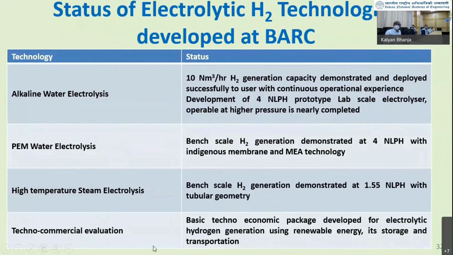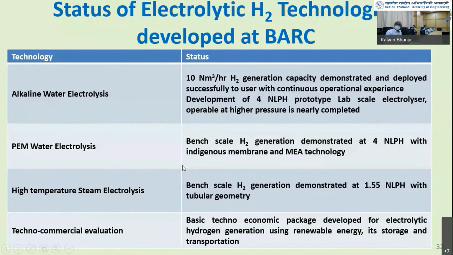In a nutshell, whatever BRC has done so far is basically alkaline water electrolysis development. We have developed an industrial scale alkaline water electrolyzer which can produce up to 10 Nm³ per hour. Our next target is to increase this production per unit capacity to 30 Nm³ per hour. At the same time, a lab scale electrolyzer has also been developed at 4 NLPH capacity.